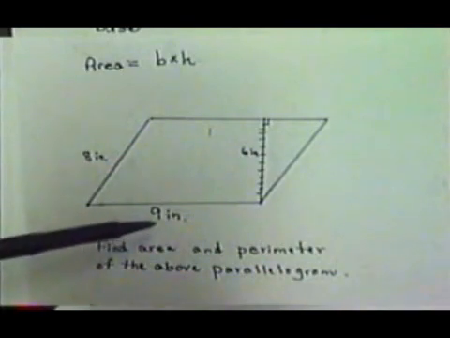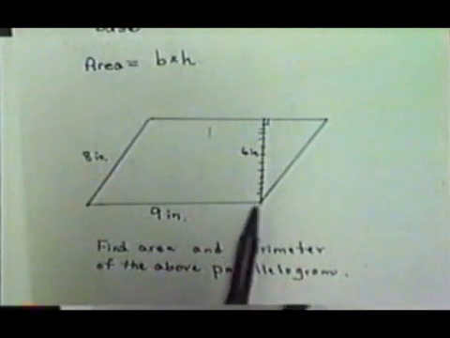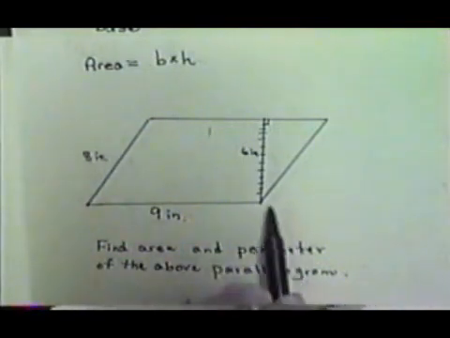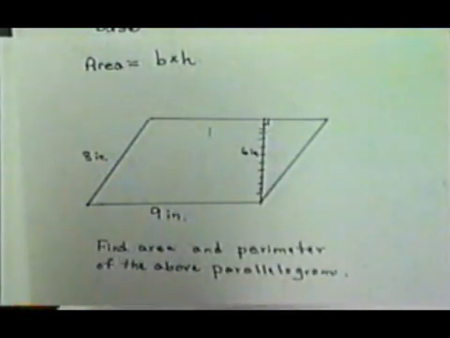In this parallelogram, I've given you the length of the bottom side, and also the length of a side over here. And then I've drawn in this little dotted line and put the little right angle, so you know you've got a right angle there. That right angle tells you that that's going to be the height. Now, to find the area of this, we need a base and a height. I ask you to find the area and the perimeter because I want to make sure that we see the difference between the two.